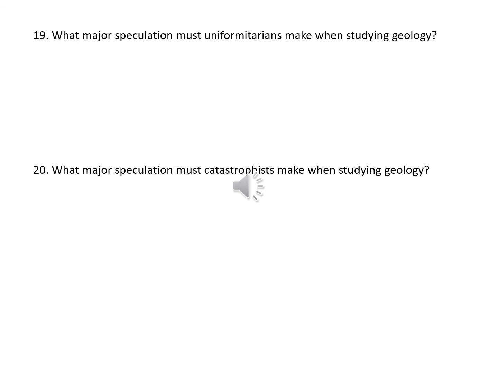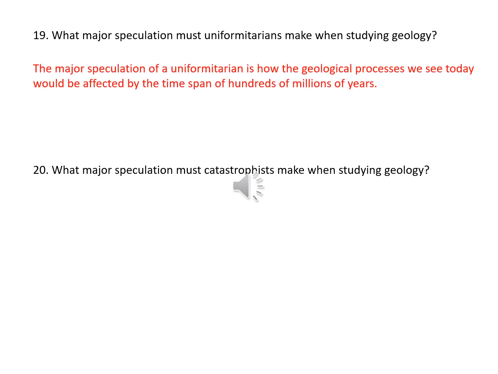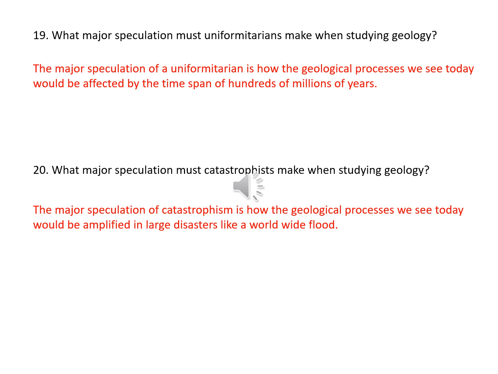But one thing that he did want to point out was that each of these major theories are built on certain assumptions, which we've already discussed earlier in this review, but also they are built with lots of speculation because we can't go back in time and actually watch what happened. The major speculation of the uniformitarian view is how the geological processes that we see today would be affected by the time span of hundreds of millions of years. And the major speculation of catastrophism is how the geological processes that we see today would have been amplified in large disasters, like a worldwide flood.